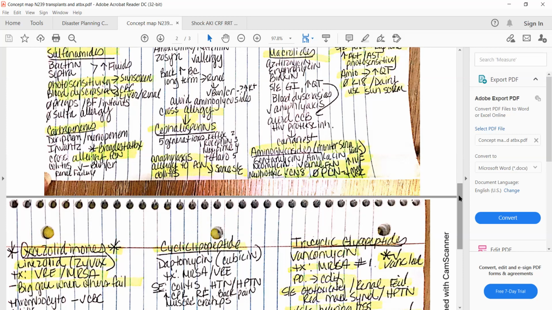So here we go. No penicillin. It decreases the body's ability to use the med. See that right there? It says no penicillin, not because they're allergic to penicillin, but because it decreases the body's ability to use the aminoglycoside. You've got to know the difference.